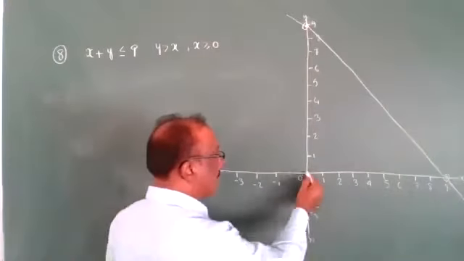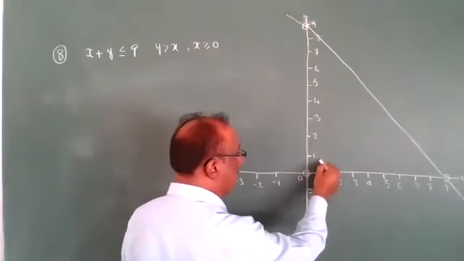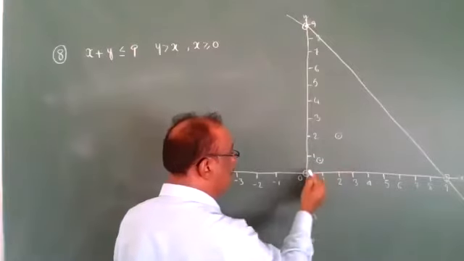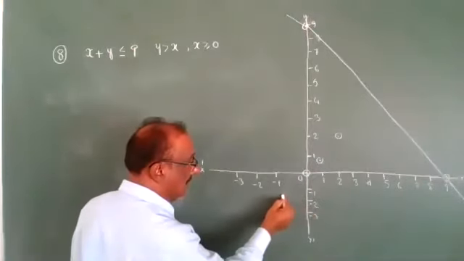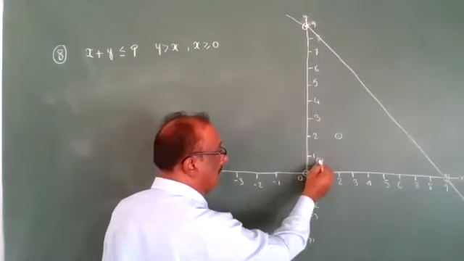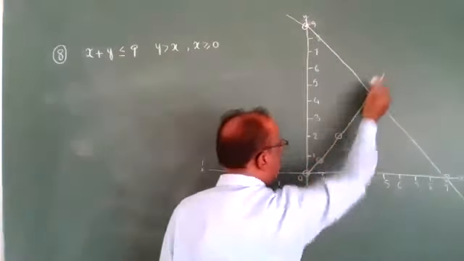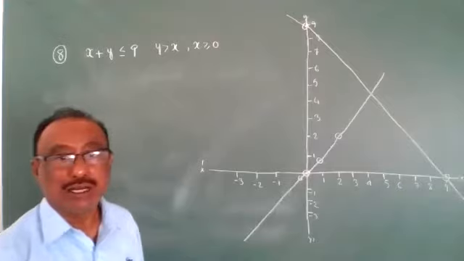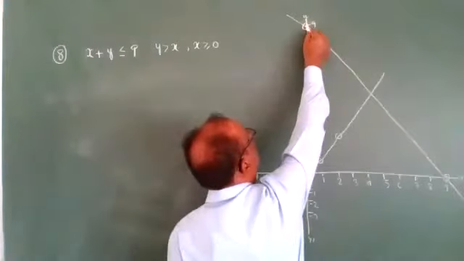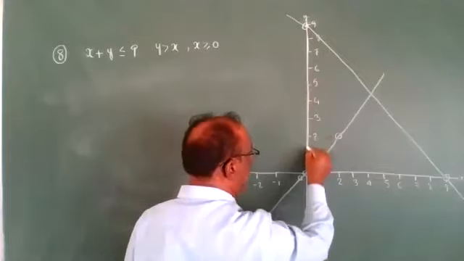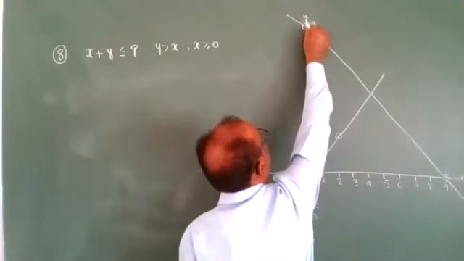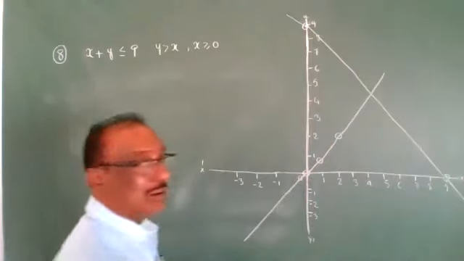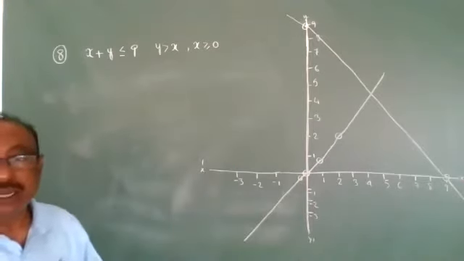Second table, see: x 0, y 0; x 1, y 1; x 2, y 2. It is passing through x minus 1 and y minus 1, passing through the origin. This straight line is passing through the origin. Next line is again a dotted line right now. X is equal to 0 is the y-axis. Make it as some dots.